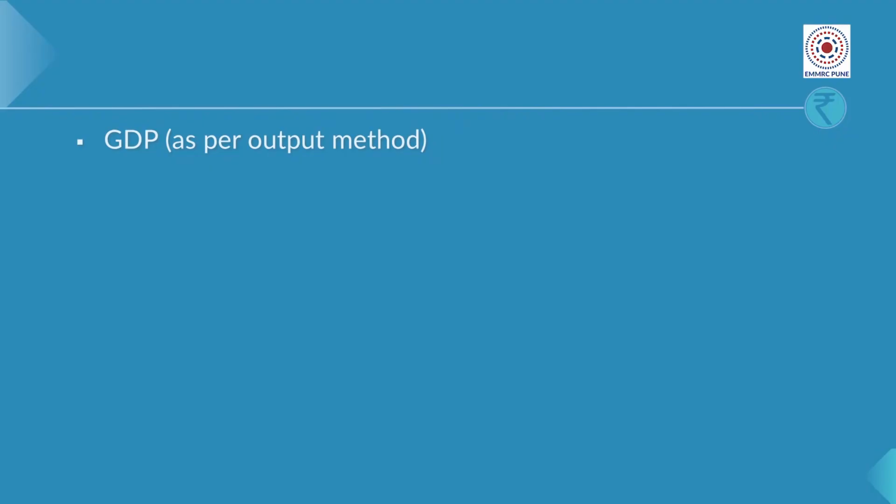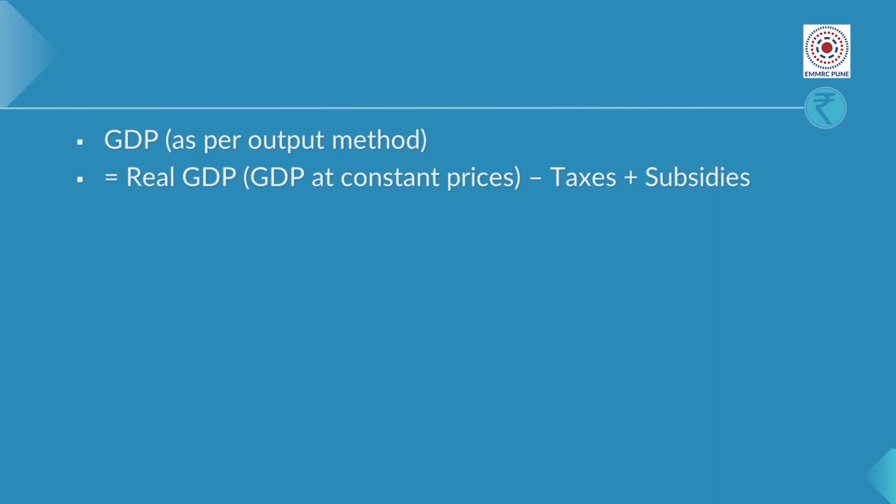Let me now brief you on the different methods, starting with the output method. This measures the monetary or market value of all the goods and services produced within the borders of the country. In order to avoid a distorted measure of GDP due to price level changes, GDP at a constant price, or real GDP, is computed. The formula is: GDP as per output method is equal to real GDP, which will be at constant prices, minus taxes plus subsidies.